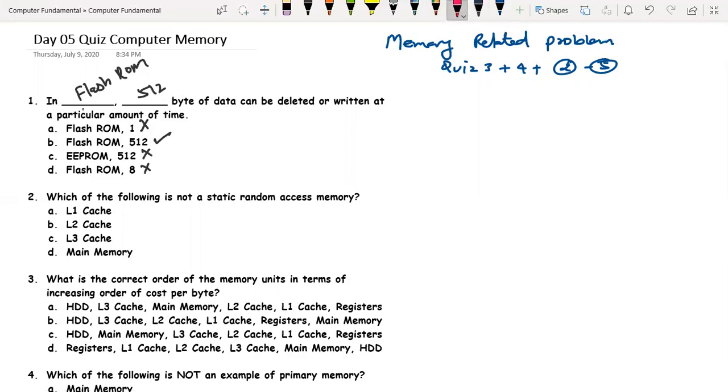Let's move to question number 2. Which of the following is not a static random access memory? L1 cache? Main memory. Main memory is not a static random access memory. This is DRAM or dynamic random access memory, and L1, L2, L3 are SRAM or static RAM. So question number 1, question number 2.